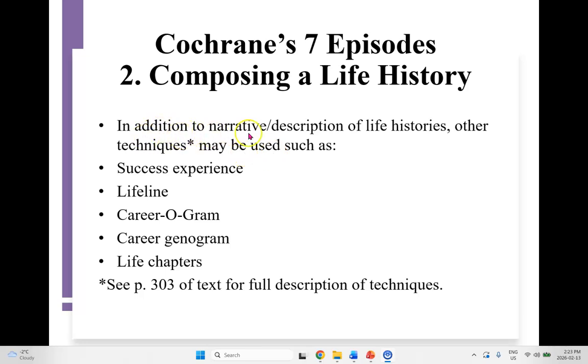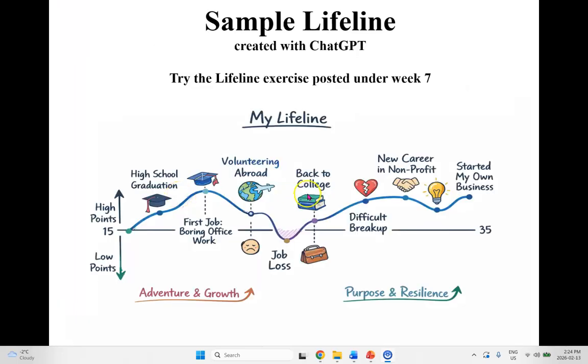So in addition to the narrative description of life histories, other techniques may be used, such as success experiences, the dependable strengths activity, a lifeline activity. There's other things called a career-ogram, a career genogram, life chapters. These are really neat activities to do with clients if you have the luxury of the time. And I'm going to encourage you to please read starting on page 302, 303 of the text to get a full description of these techniques. But I'm going to show you the lifeline right now.